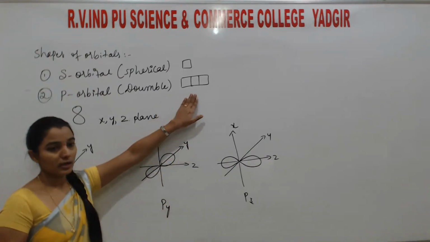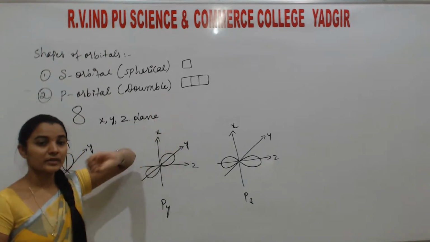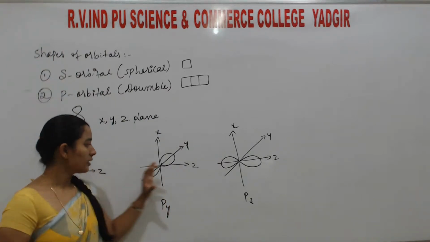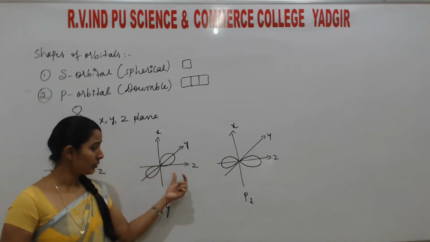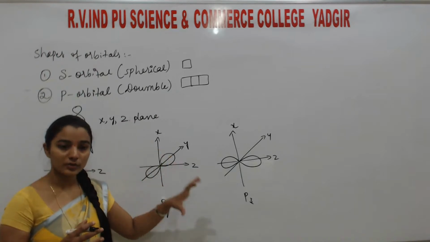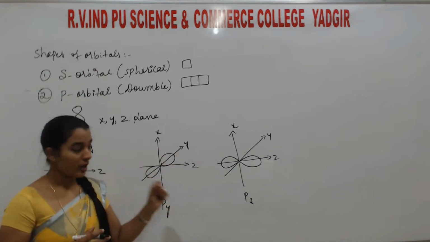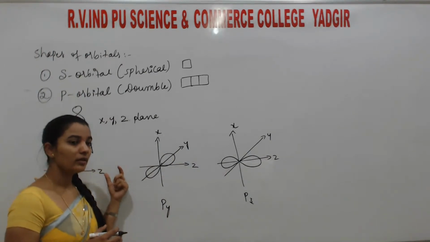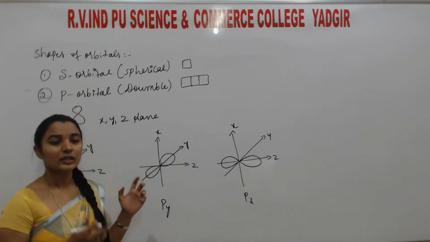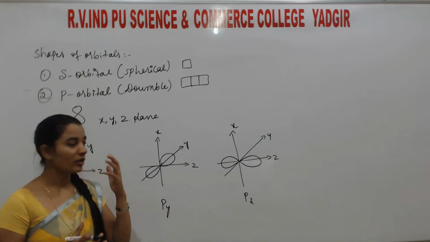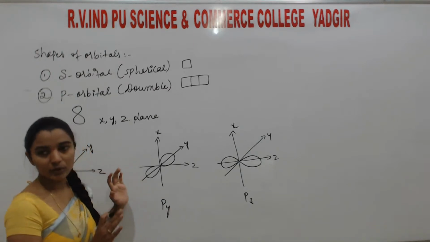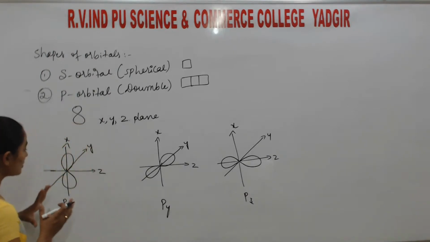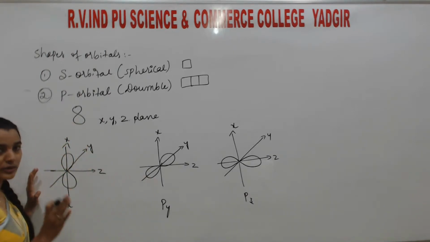The first one, Pz, always forms a sigma bond. We have to take it horizontal. P orbitals of course form sigma as well as pi bonds. The Z plane always forms a sigma bond rather than X and Y. That is the priority order. That is not necessary for you, just remember that. Understood? Okay. So this is the shape of the orbitals in different planes.